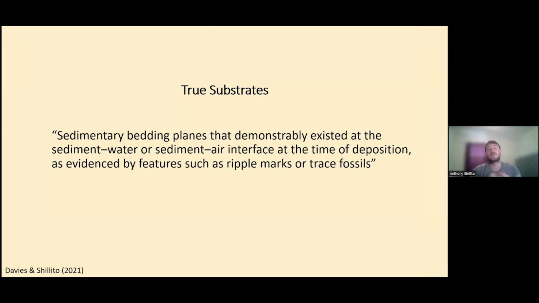So essentially, we describe a true substrate as a sedimentary bedding plane that demonstrably existed at the sediment-water or sediment-air interface at the time when it was deposited. And this is evidenced by the features you see on the bedding surface. So it's essentially a highly accurate fidelity bedding surface, a snapshot into the time of deposition. It is recording something as it was when it was formed.